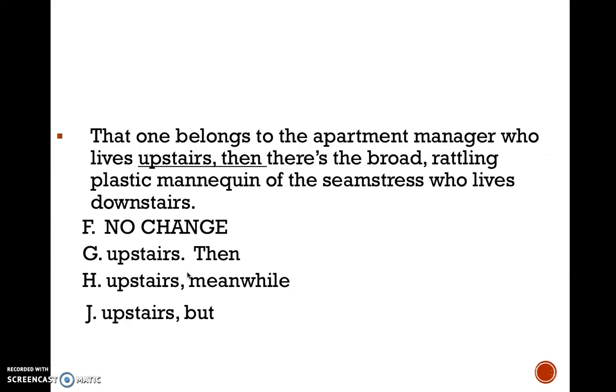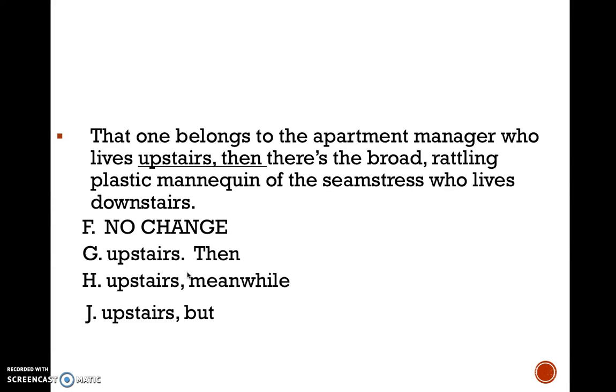Here's another one. That one belongs to the apartment manager who lives upstairs. Then there's the broad, rattling plastic mannequin of the seamstress who lives downstairs. So can we put a comma there is the question. Find the sentence boundary. That one belongs to the apartment manager who lives upstairs. That's the end of a thought. So we know that we cannot link two independent clauses with just a comma. All right, so what do we want to fix it with? Well, could we go with F, no change? No, it's broken. Upstairs, period, yeah, that makes a lot of sense. So we know that that's a positive answer.